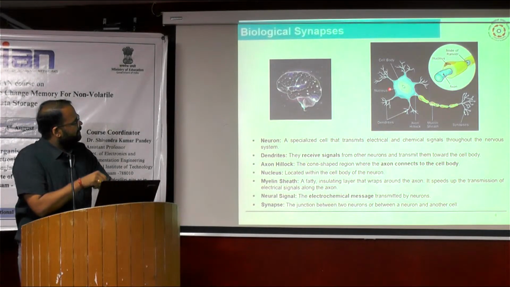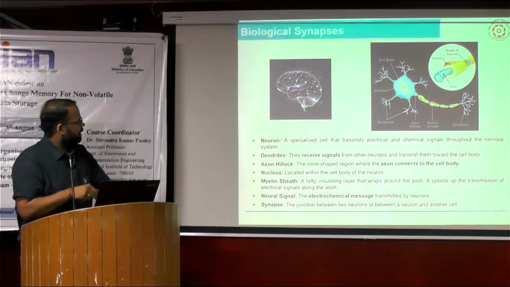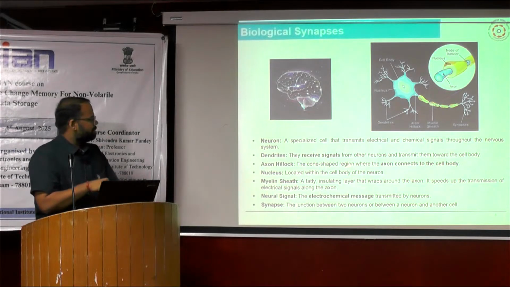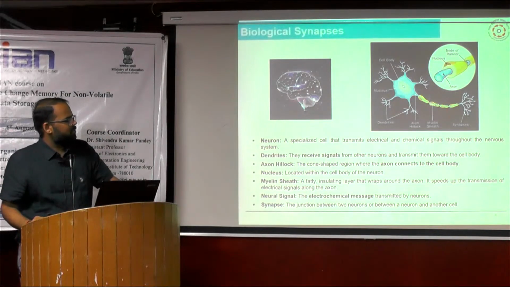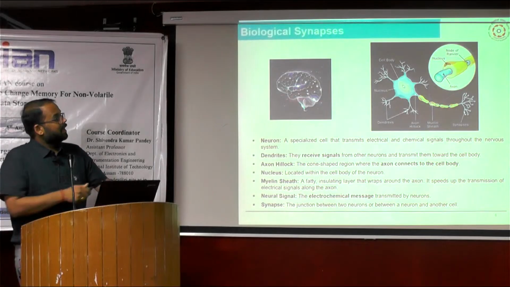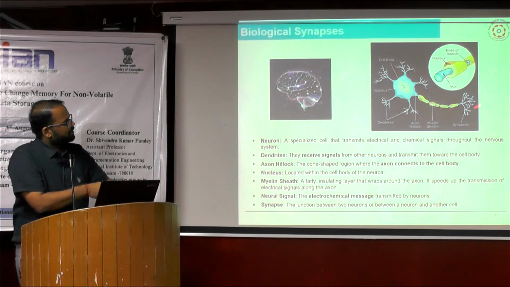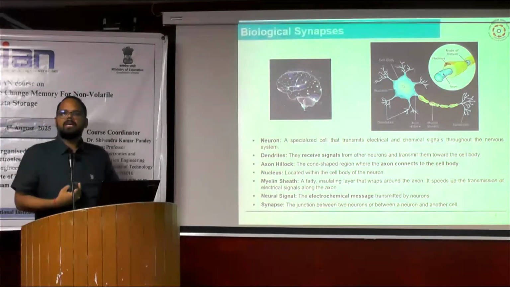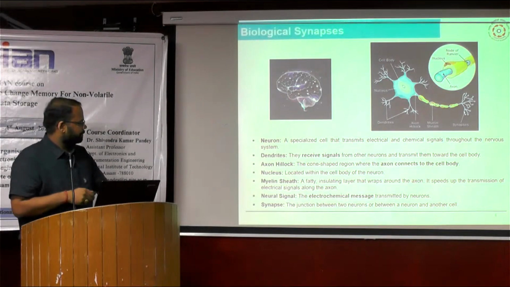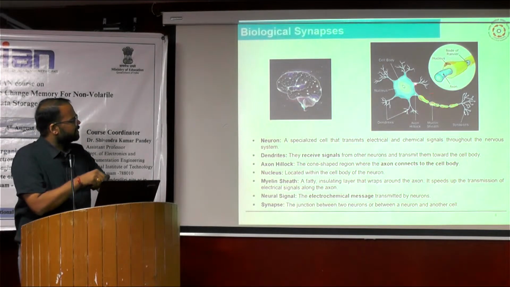And if you see this one, the axon hillock, the cone shaped region where the axon connects to the cell body. So if one neuron is connected to the cell body, this is the way by which it is connected with our body to provide the signals and all. And then the nucleus.